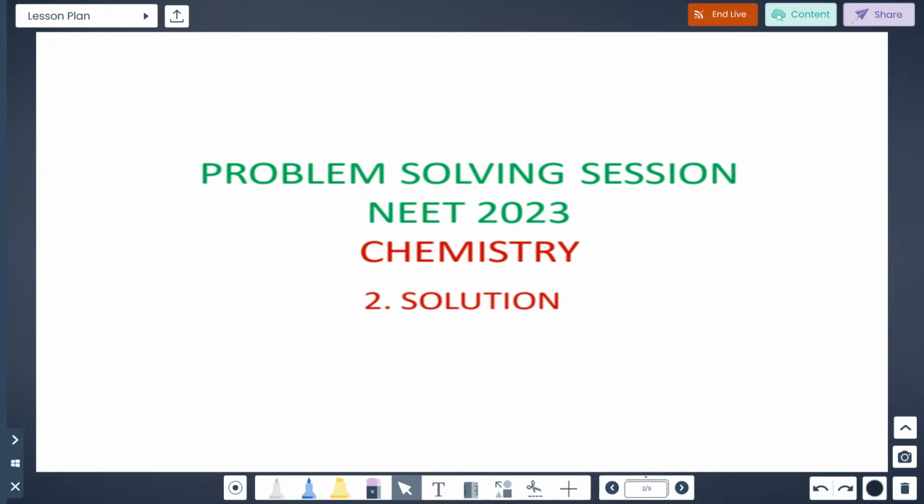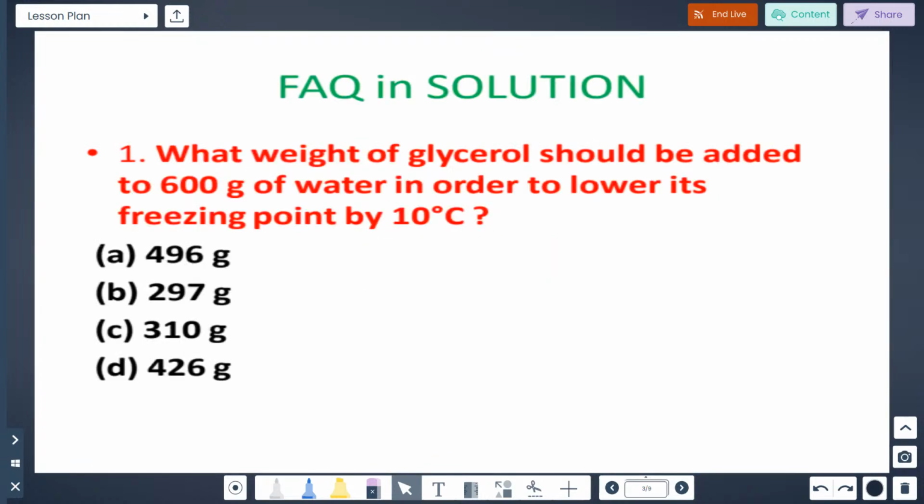Okay. Now, can we go to the first sum? So, an easy one. In the solution chapter, we have so many formulas and so many topics. So first of all, you should list out the formulas, then only it will be easy to understand these sums. In colligative properties, we have 4 properties: vapor pressure, freezing point, boiling point, and osmotic pressure. Based on these, I selected some very important, most important questions. Now see the first one.